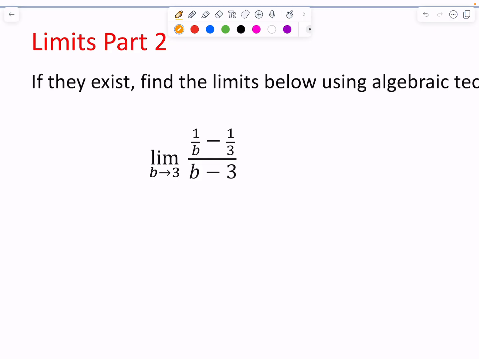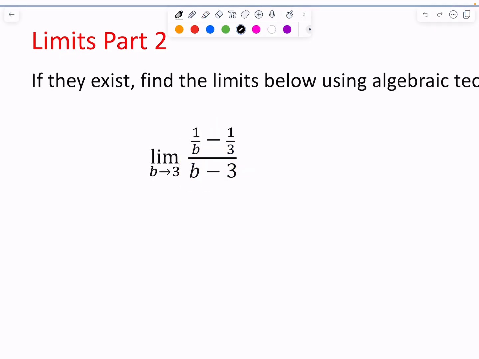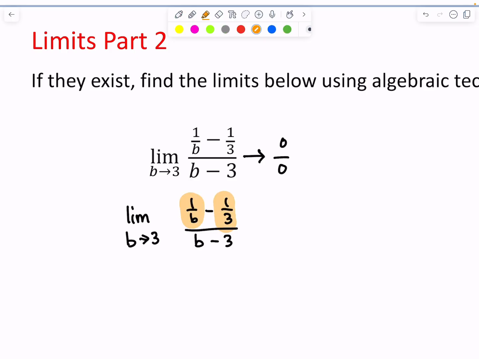This is, however, a complex fraction because we have two subfractions within the context of a larger fraction. Also observe that as b approaches 3, the numerator approaches a third minus a third, which is 0, and the denominator also approaches 0. So once again, this is an indeterminate, and it suggests more analysis is required. A great way to simplify a complex fraction is to identify the LCD of all the subfractions. There are two subfractions. Their denominators are different, 3 and b. Their lowest common denominator would be their product.